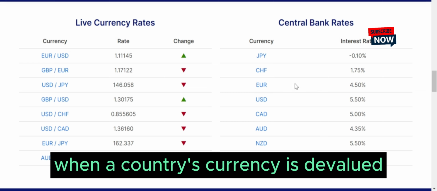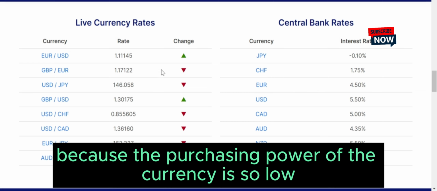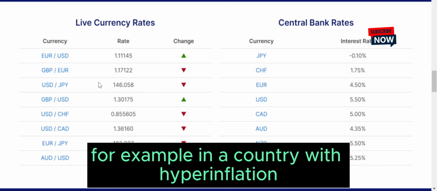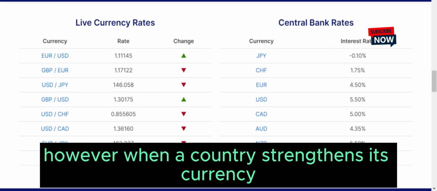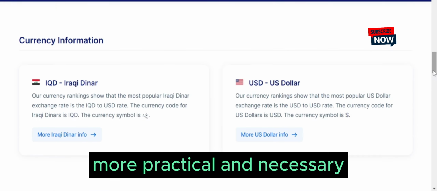When a country's currency is devalued, high denomination notes are necessary because the purchasing power of the currency is so low that smaller notes would be impractical. For example, in a country with hyperinflation, even a loaf of bread might cost thousands or millions of units of currency, so lower denomination notes would be useless. However, when a country strengthens its currency and increases its value, lower denomination notes become more practical and necessary because smaller amounts of currency can now buy more goods and services.